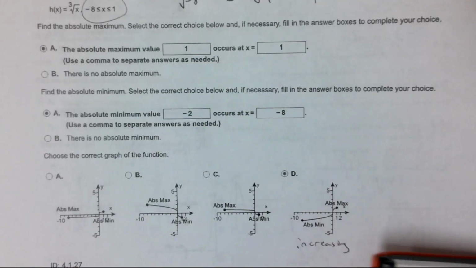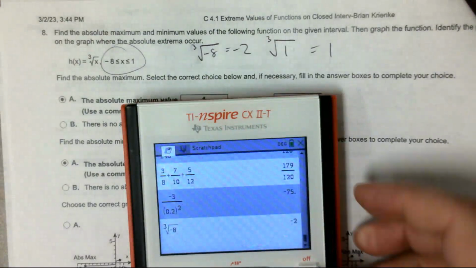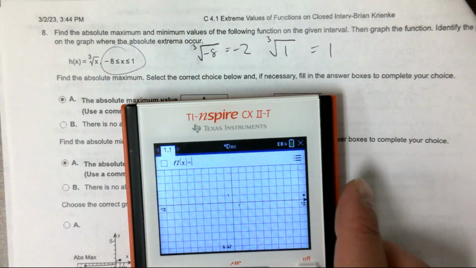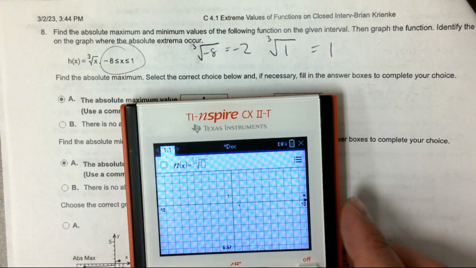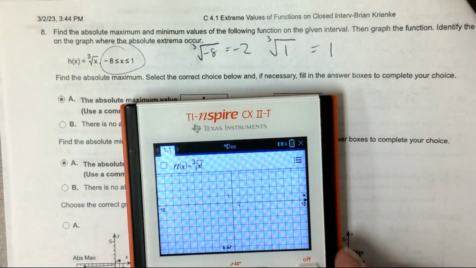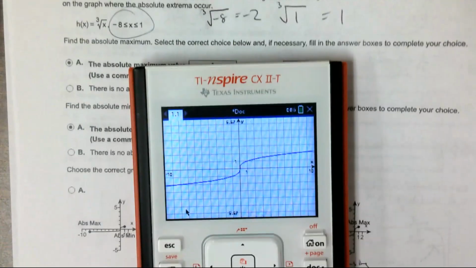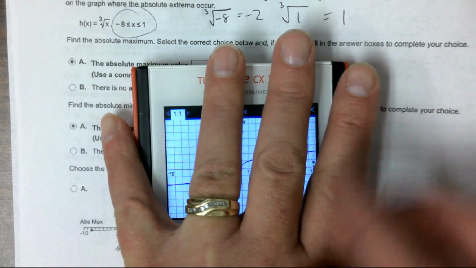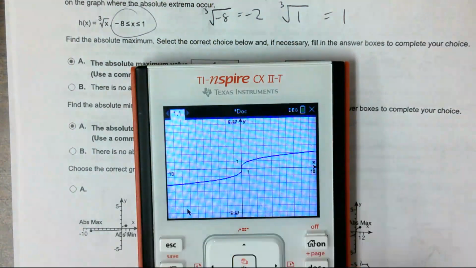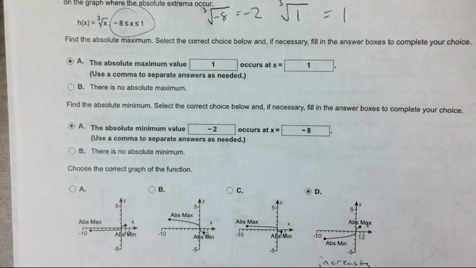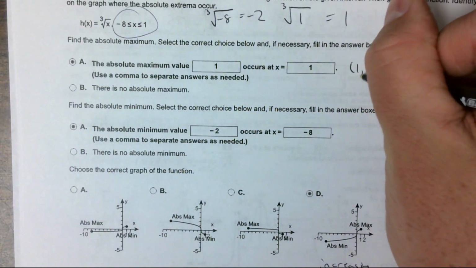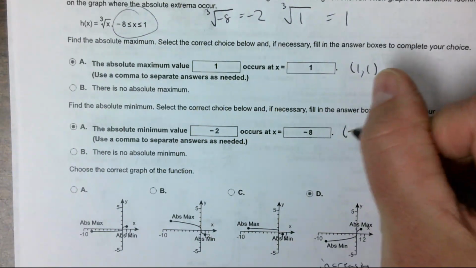So to verify that, I'm going to put cube root of x. So there it is. That is also like the one kind of like my ring, you know, it goes like that. So there we go. So the maximum is at 1, 1, and the minimum is at -8, -2.